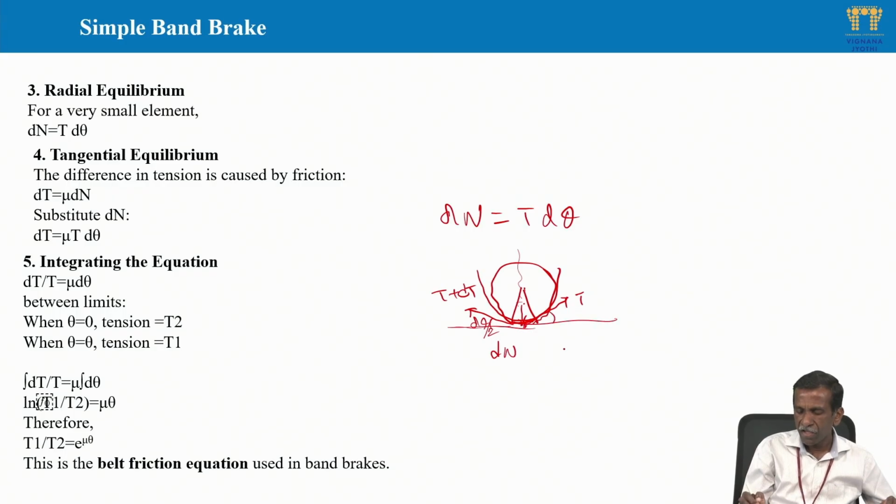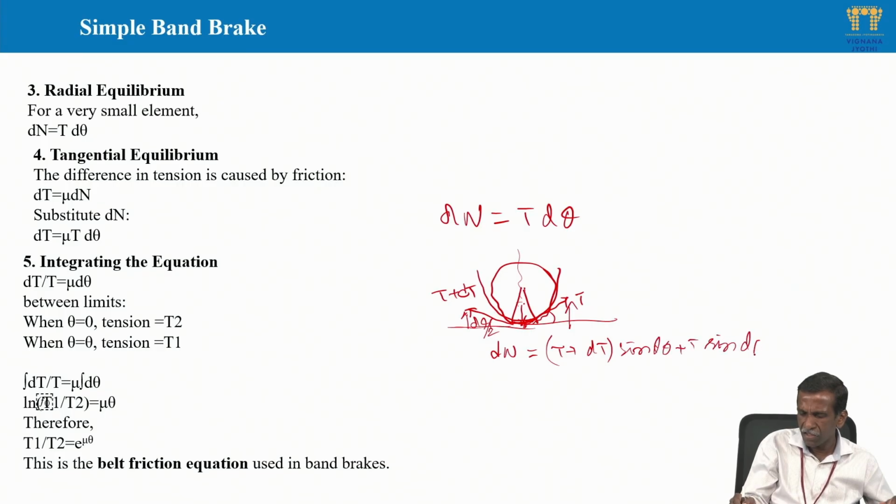If you take the vertical direction, all the forces in equilibrium: this is acting upwards, this is also upwards. So dN downwards equals (T plus dT) sin(d theta by 2) plus T sin(d theta by 2). Do you agree? Then if theta is very small, d theta by 2 is very small.